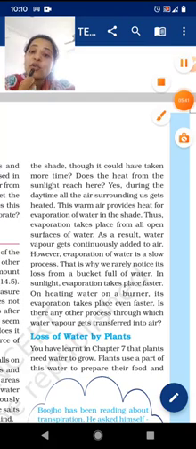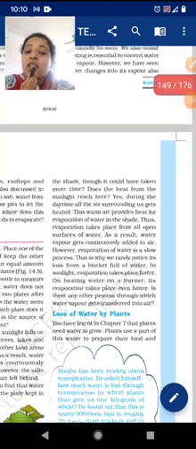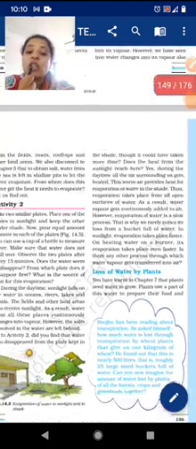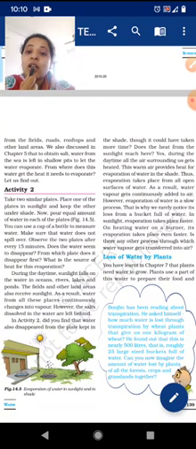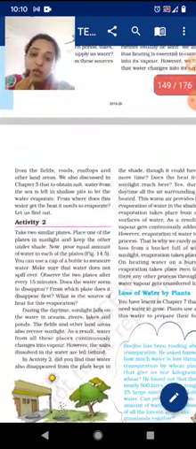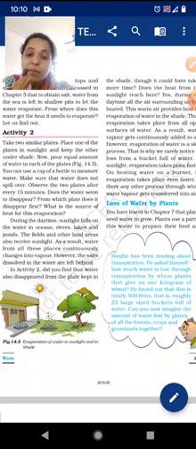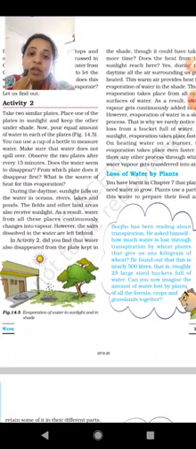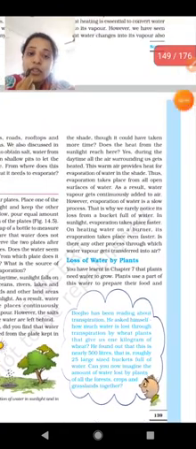Now that you have to see. Students, just go through the chapter, and the activity 2 with the two plates, just complete that activity at home and go through the chapter. It's a very interesting chapter and you will have fun in this one, okay. So the remaining part, the loss of water by plants, we will complete in our next video session, okay.